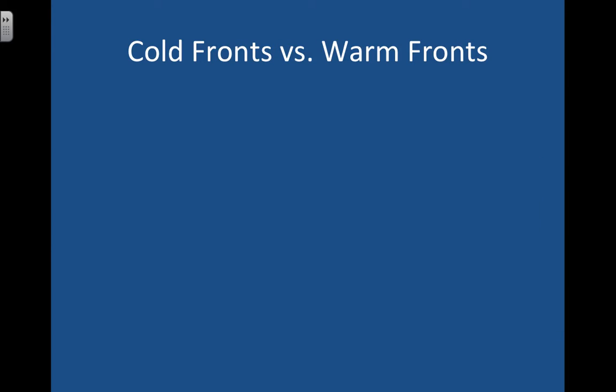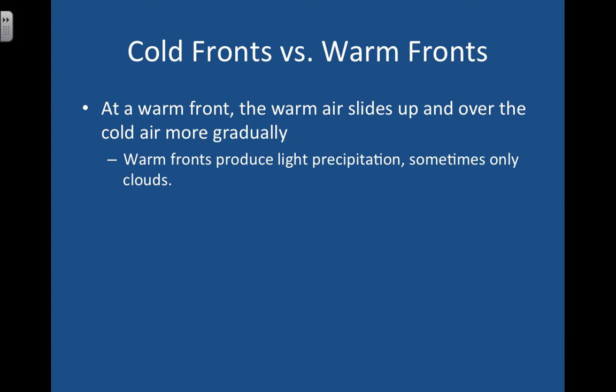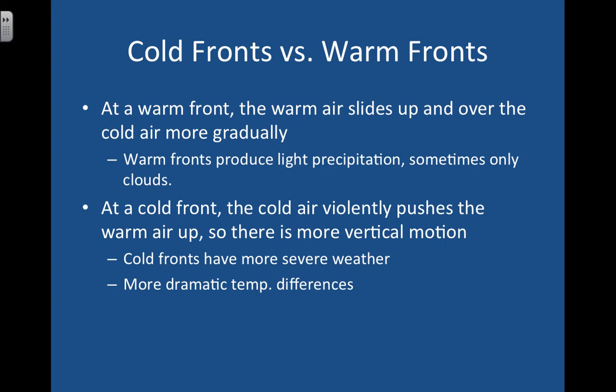So what's the difference between cold fronts and warm fronts? At a warm front, the warm air slides up and over the cold air more gradually, so warm fronts produce light precipitation and sometimes even only clouds. But at a cold front, the cold air violently pushes the warm air up, so there's more vertical motion, so that means more severe weather. It also means a more dramatic temperature difference. So the difference between the temperature before and after the front is going to be bigger because the whole thing happens faster.